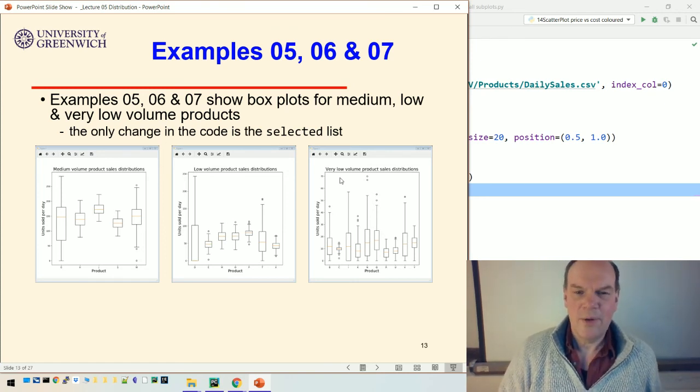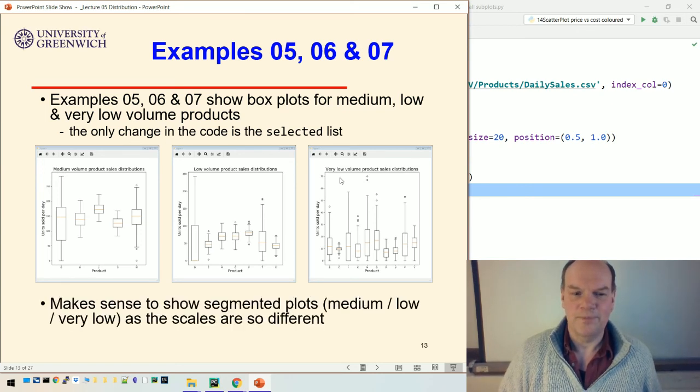So quite useful, these things, and they're used to try and understand the distribution. It does make sense, by the way, to show these segmented plots as the scales are so different. If you try to put all these box plots on one chart, it wouldn't be very helpful, because the very low volume ones would just sort of disappear. They'd be too small. They'd be swamped by the high volume ones. So it makes sense to segment the data for the purposes of this visualization.